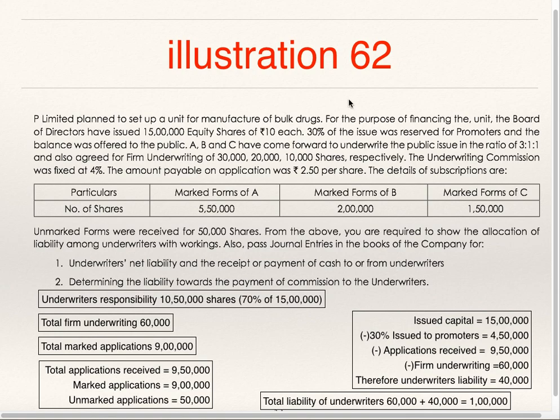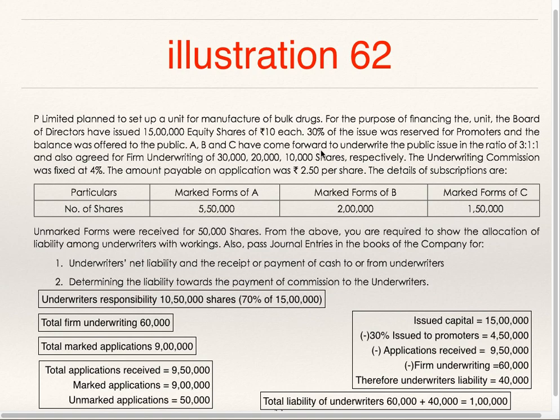Now we'll go to illustration 62. P Limited planned to set up a unit for manufacture of bulk drugs. For the purpose of financing the unit, the board of directors issued 15 lakh equity shares of 10 each. 30% of the issue was reserved for promoters and the balance was offered to the public. So underwriters' responsibility is 70% of 15 lakhs, as 30% is for promoters. 70% of 15 lakhs is 10 lakhs 50,000.